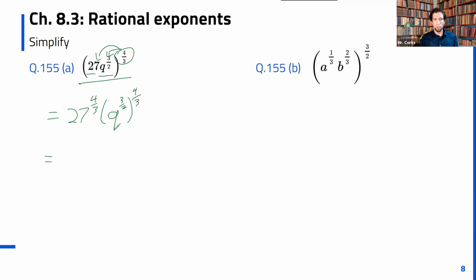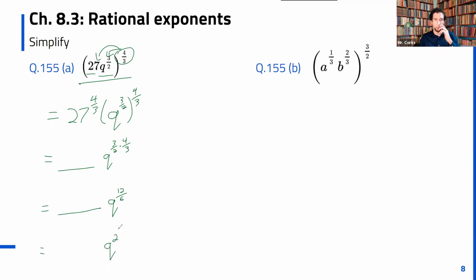Okay, let's do the q part first. That seems a little easier. So it's q to the exponent 3/2 times 4/3, and we're just going to multiply those together. We'll fill in the 27 part in a little bit. So q to the exponent 12/6, and then that's just 2. So q squared.